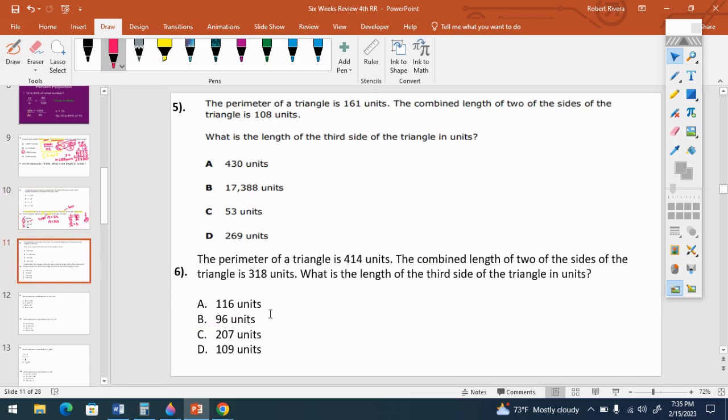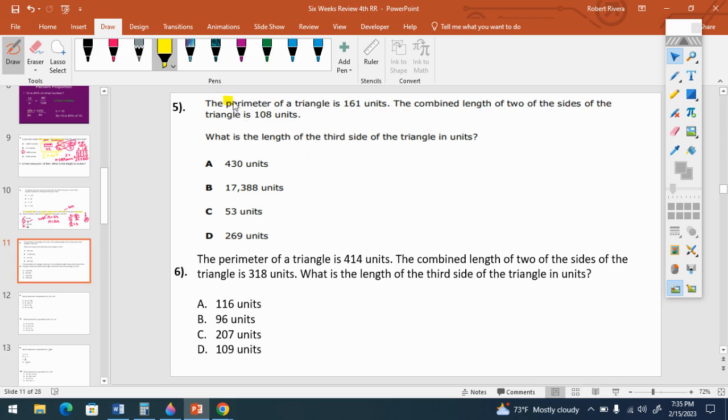The next question deals with perimeter. Okay? So, I guess I'll just do number 5. You take your number 6. It doesn't really matter. The perimeter of a triangle is 161 units. The combined length of two sides of the triangle is 108 units. What is the length of the third side of the triangle in units?